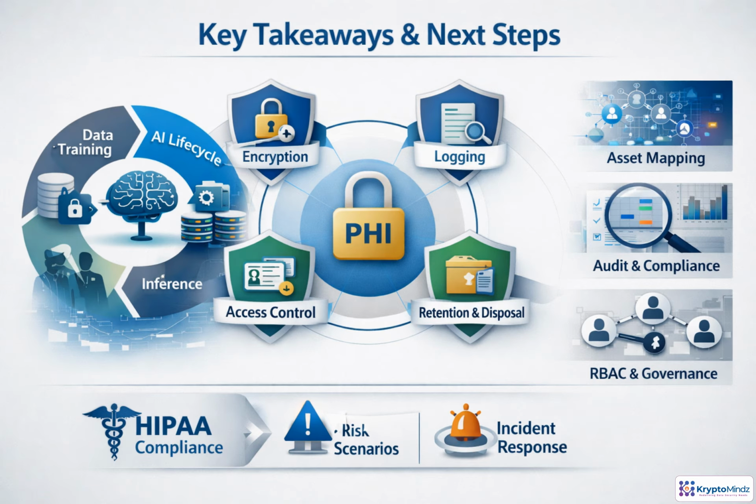The key lesson is that HIPAA compliance becomes real when safeguards are mapped to AI assets, workflows, owners, and evidence. PHI must be protected across prompts, outputs, embeddings, logs, APIs, and endpoints. With encryption, logging, access control, retention, and disposal in place, we're ready to examine risk scenarios and incident response.